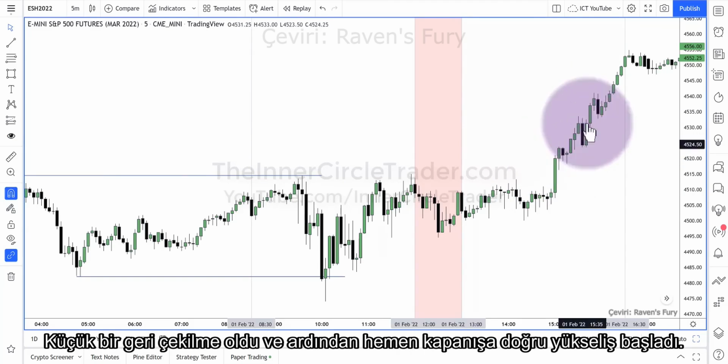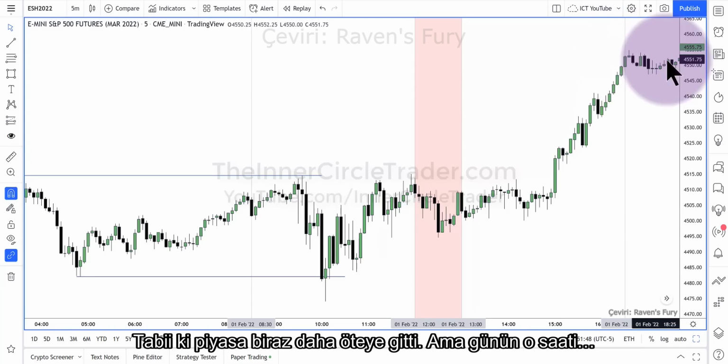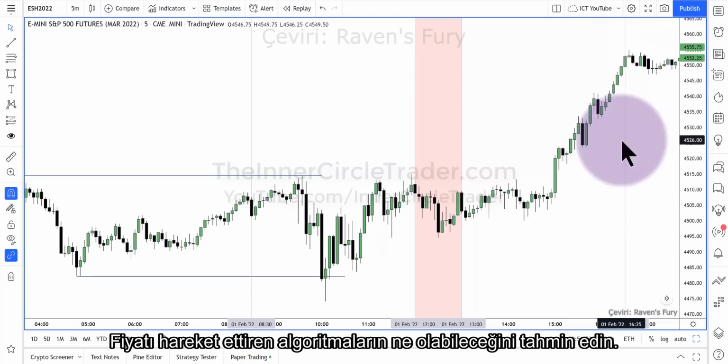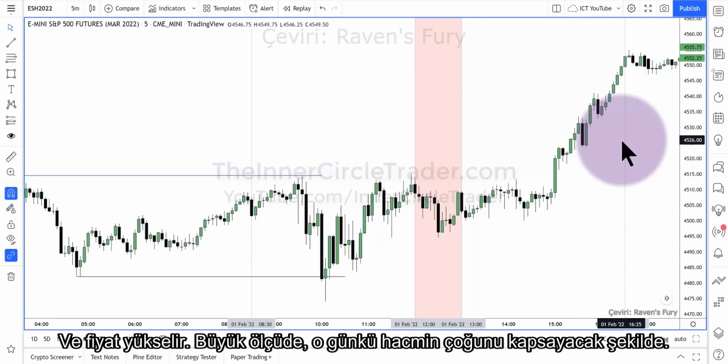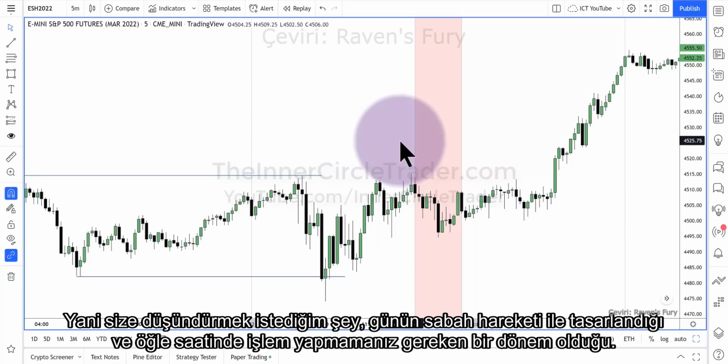Small little retracement here, small little retracement here, and then an immediate run right into the close. Now, obviously, the market trades a little bit beyond that, but this time of day, expect whatever algorithms you would expect to be driving price and price runs to pretty much cap the majority of the volume of that day. So what I want you to think about is how the day's designed to have a morning move, a lunch hour where you don't want to be trading, and then the afternoon move.